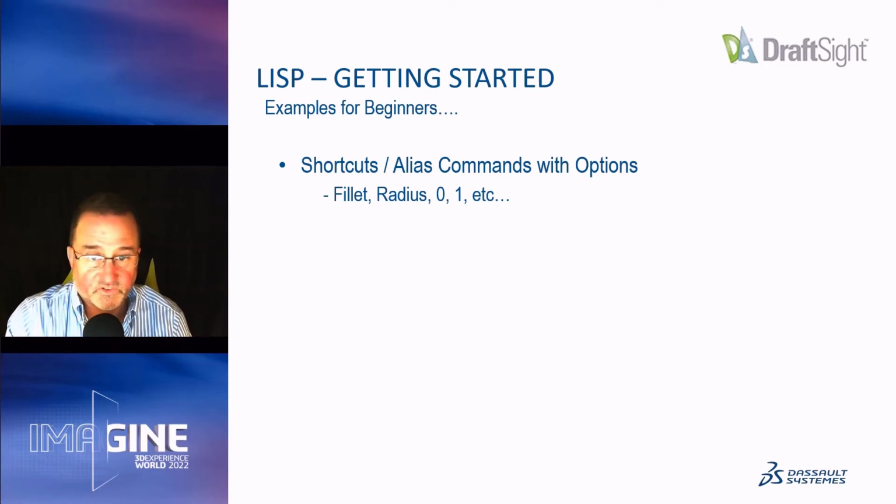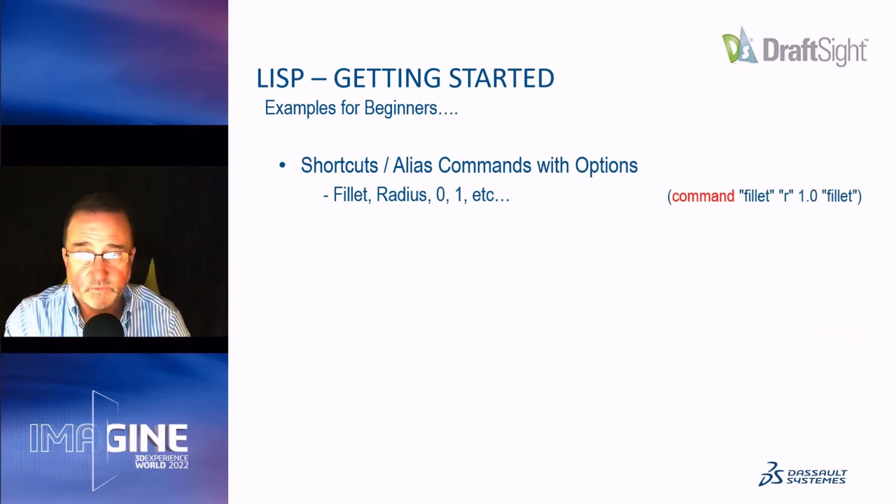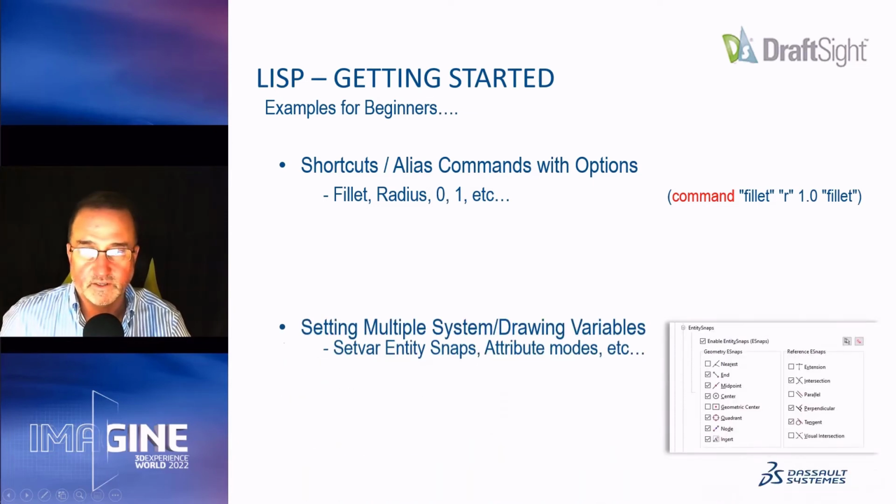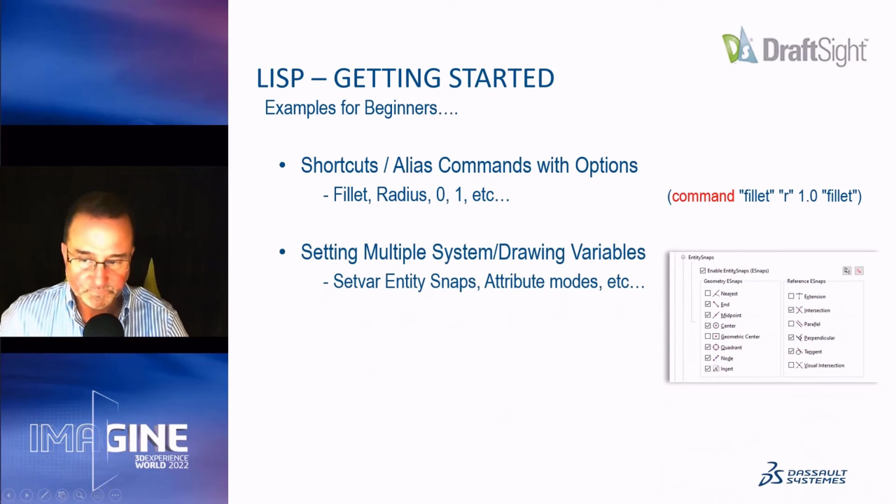For instance, fillet radius is a great example. If I want to write a Lisp routine to control a fillet radius, it's simply open parenthesis command, and we use the fillet command. We set the radius, and then after we've set the radius, you'll notice we have to enter the fillet command again to get back into making fillets. So the proper way to do it, if you notice, is putting the command in there twice. But simple to do, very easy, and that's a one-line Lisp routine.